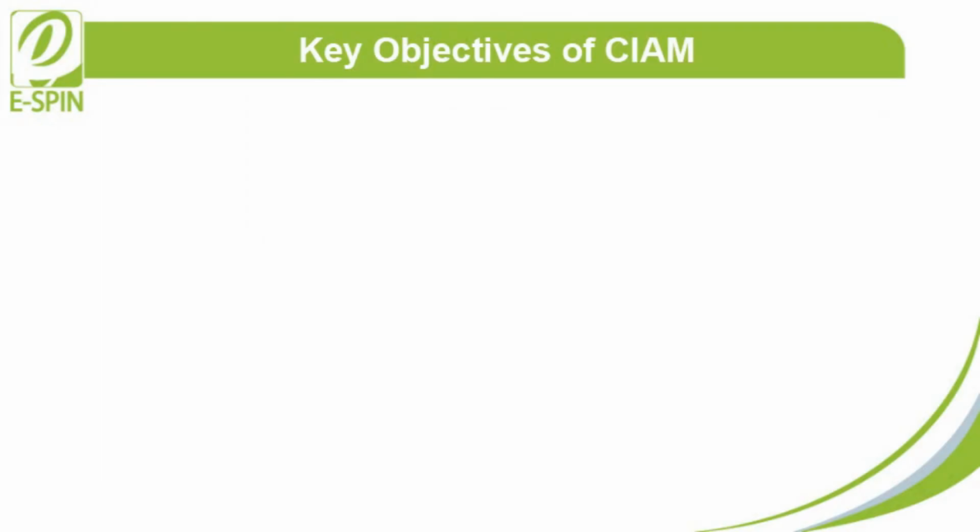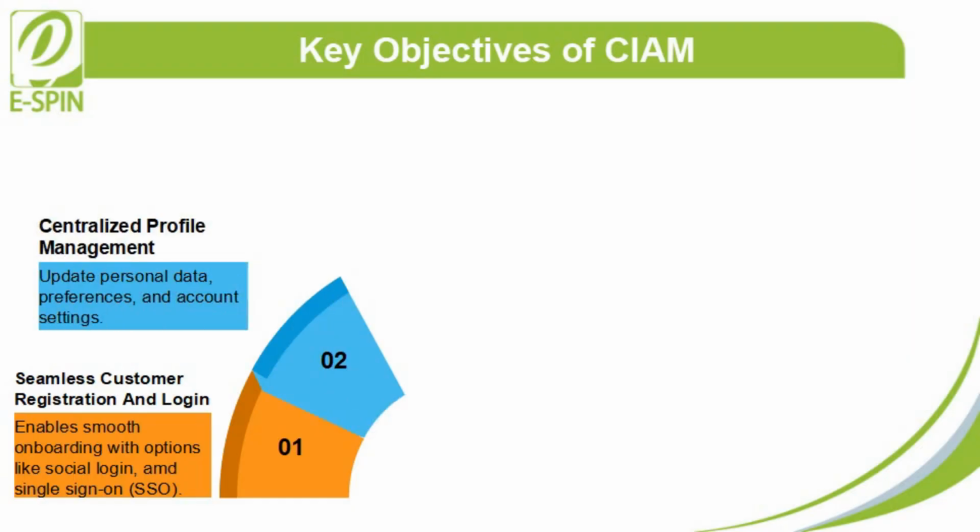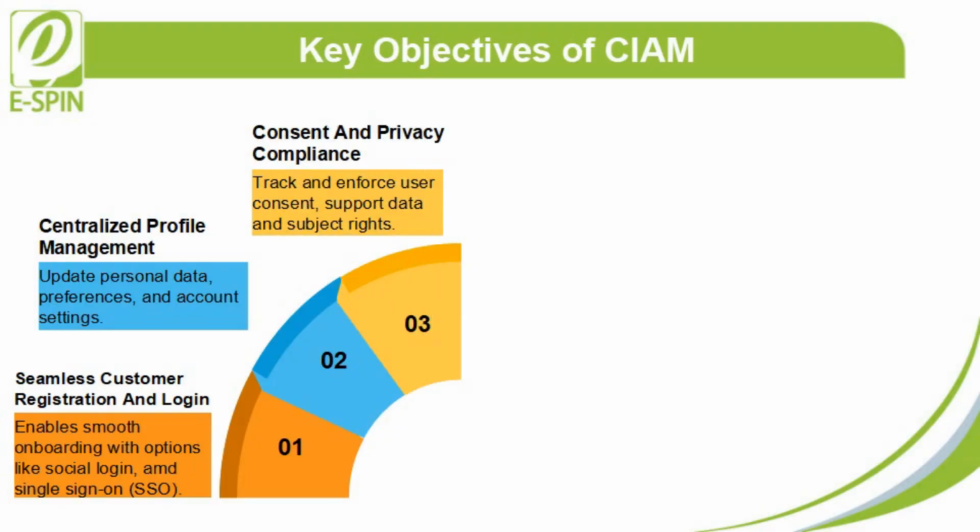Key objectives of CIAM. 1. Seamless customer registration and login. CIAM enables smooth onboarding with options like social login and single sign-on, SSO, minimizing friction and boosting conversion rates. 2. Centralized profile management, where users can update personal data, preferences, and account settings across all connected services from one place.